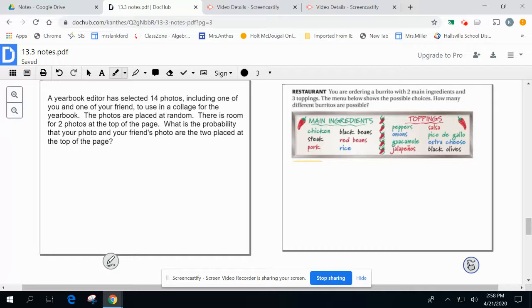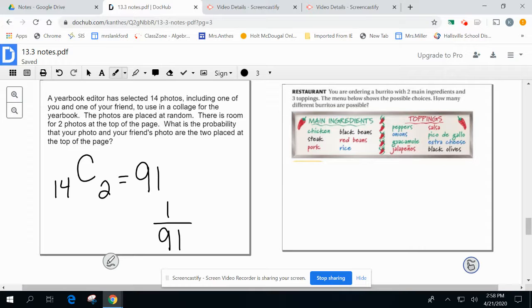So we have 14 photos, and it is a combination because the order doesn't matter which one's placed first. And we are only choosing 2 photos. So 14C2 would equal 91. And then, okay, think about it. If you want your picture to be there and your friend's picture, that could only happen one time, right? Like one possible way that's going to happen. So it looks like the probability of this happening would actually be 1 out of 91, which are not very good odds.